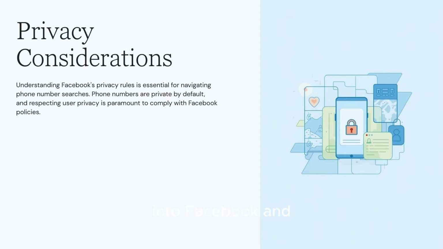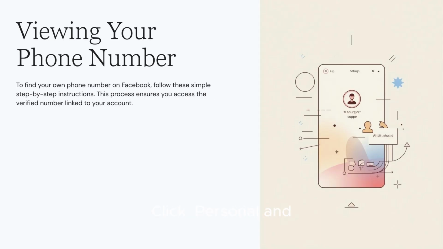Log into Facebook and click your profile icon. Select Settings and Privacy, then Settings. Click Personal and Account Information. Tap Contact Info. Here you will see your own phone numbers and emails.